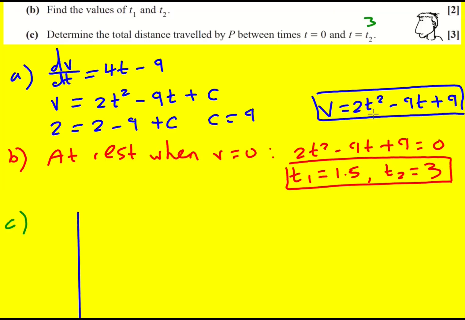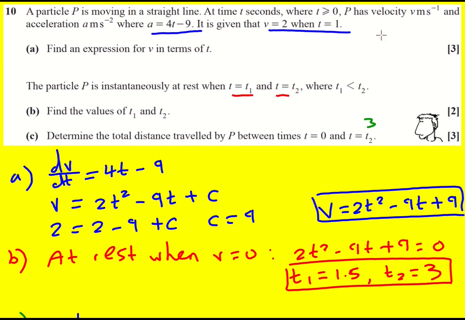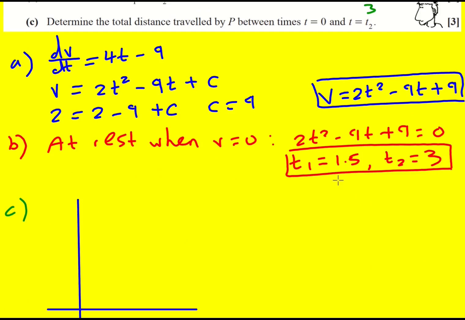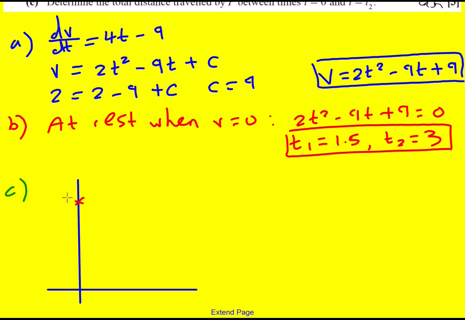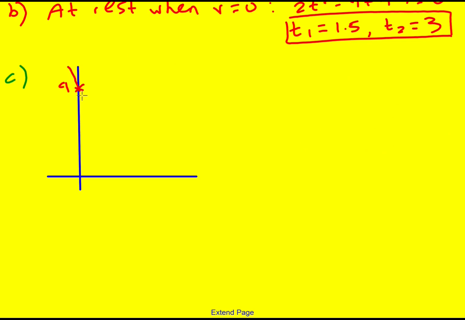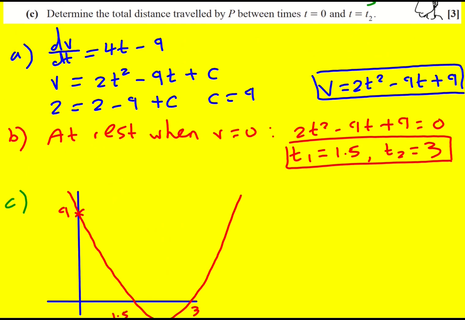Now, when t is 0, the velocity is going to be 9. So I'm going to add that on. That's not really going to come into it. It's a positive quadratic, like a happy quadratic, but it goes through the axis at 1.5 and 3. It's going to look something like this. What that actually means is between 1.5 and 3, it's traveling at a negative velocity. So it's going to be coming back towards the start.